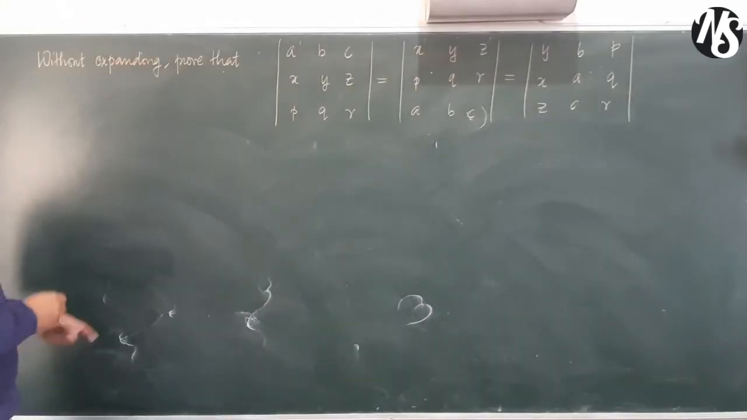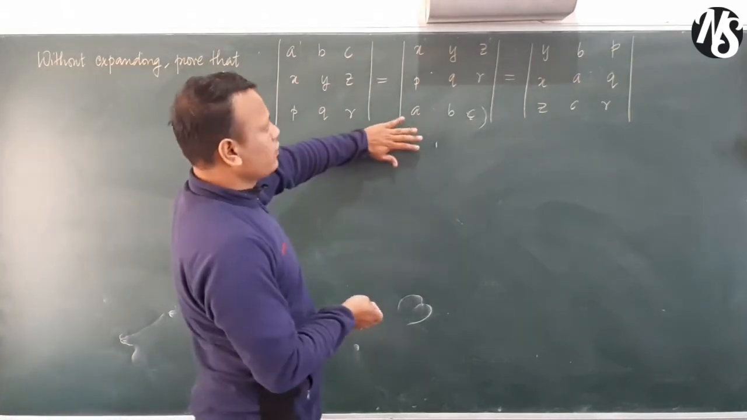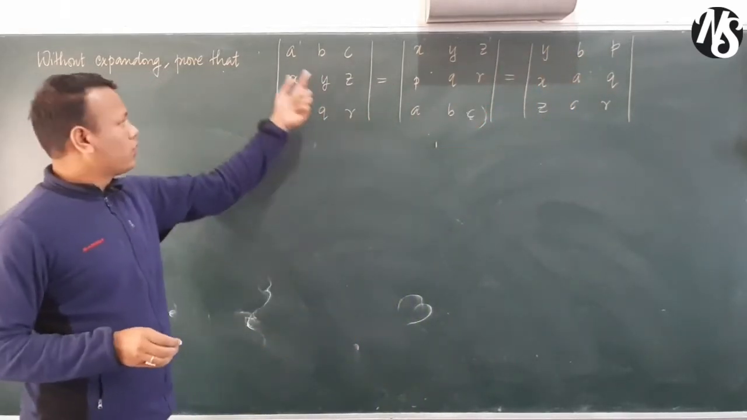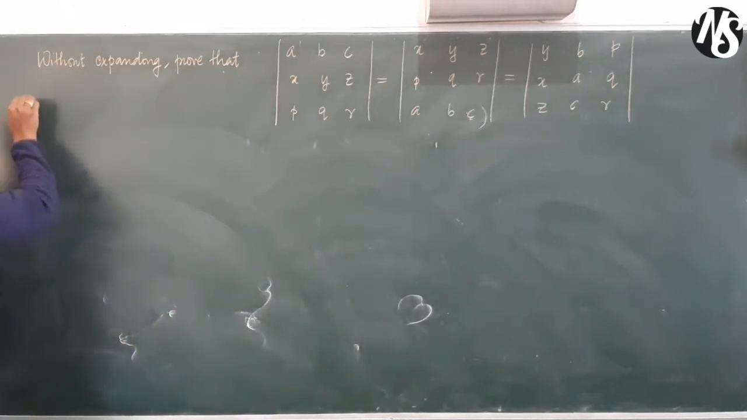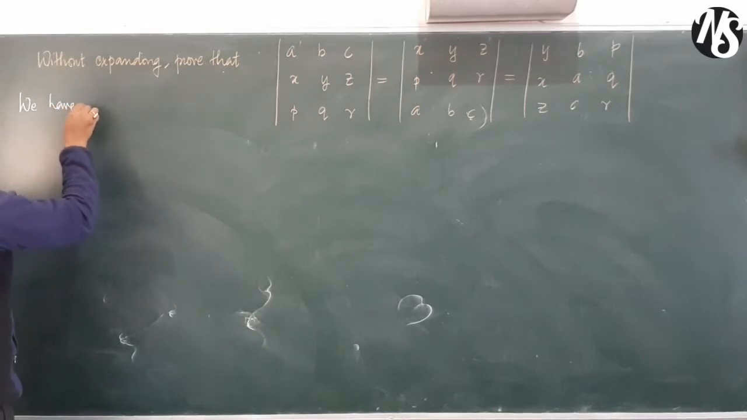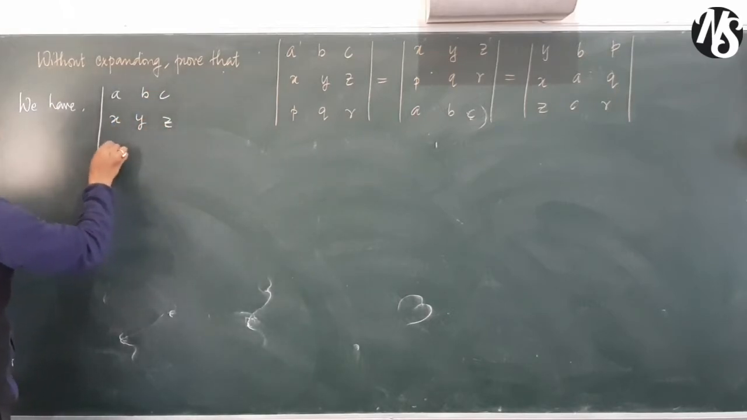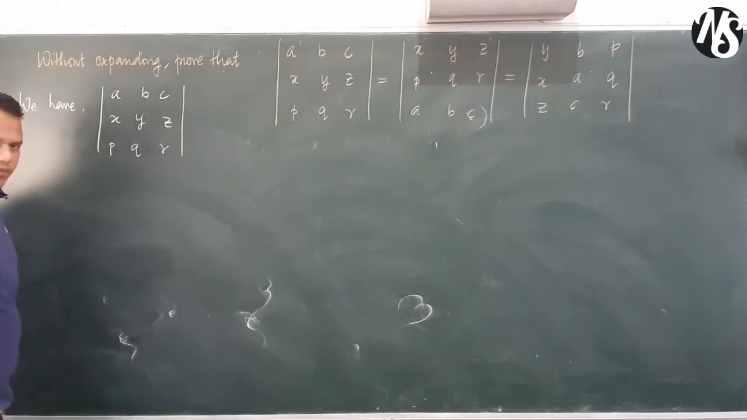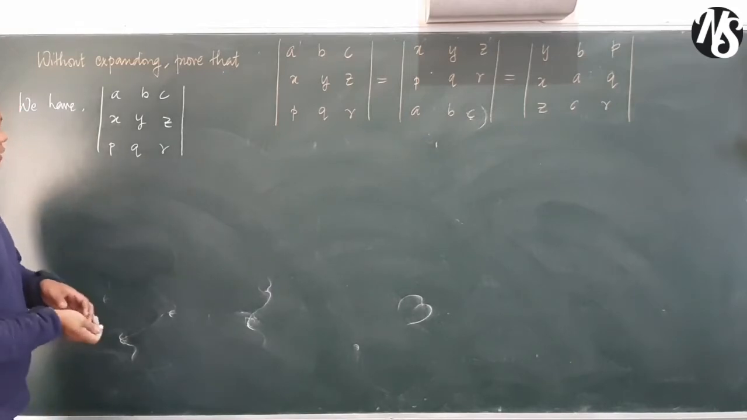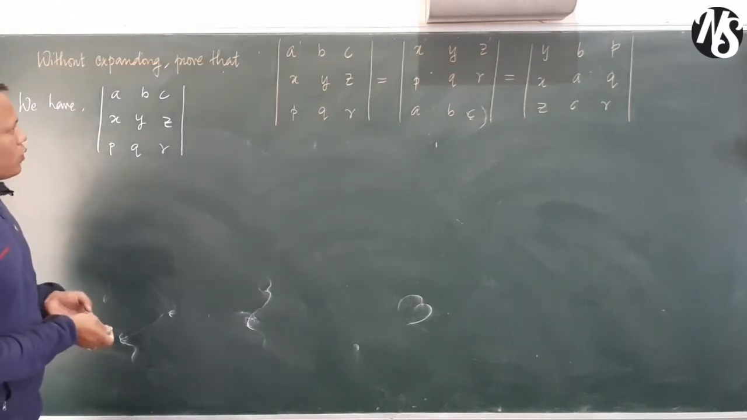Next we have, without expanding, prove this. In such kinds of questions, we'll first deal with the first part. The second part we'll just omit. So first let's see this one. Given is, let's write, a b c, x y z, p q r. Now, one of the properties is that if we interchange two rows or two columns, what will happen? The sign of the determinant changes, isn't it? So that's what I am going to do.